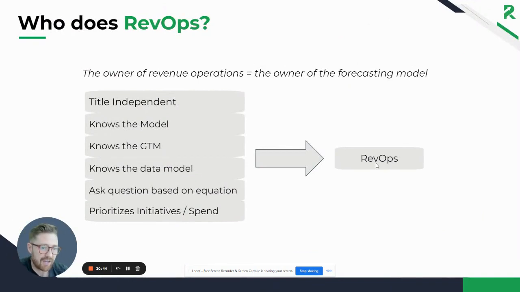Okay, final thing I want to leave is this. Who owns RevOps? Who does that RevOps? The owner of revenue operations is the owner of the forecasting model, meaning whoever's saying, here's what revenue we're hitting, and based on this revenue, here's who we're hiring, here's when we're hiring them, and here's how we're going to hit it, here's the money we're spending. That is the person doing revenue operations.